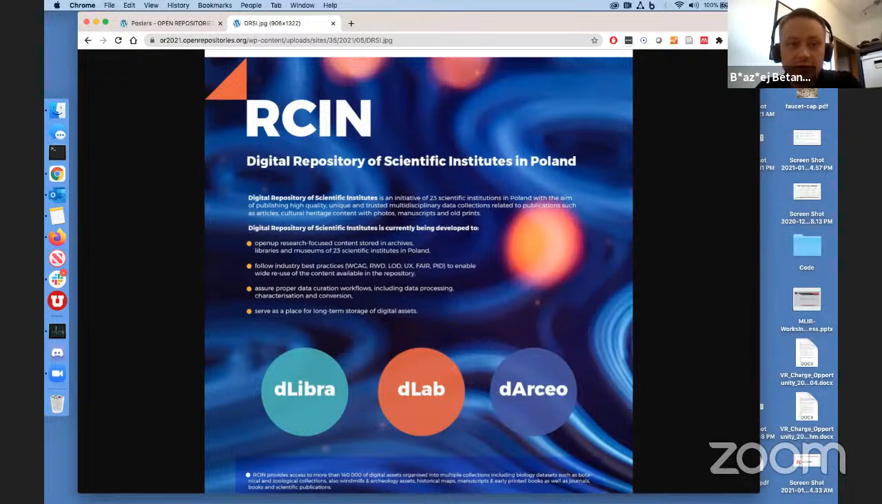RCIN is built as a large-scale repository that holds digital assets from all participating institutions and provides multiple ways to access the data. The repository is available online at rcin.org.pl.